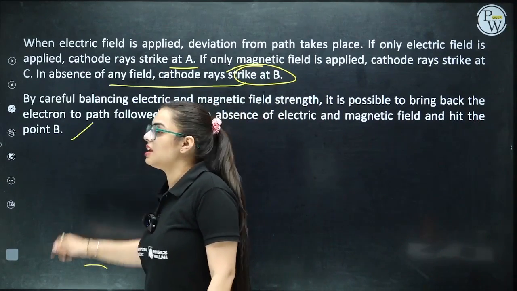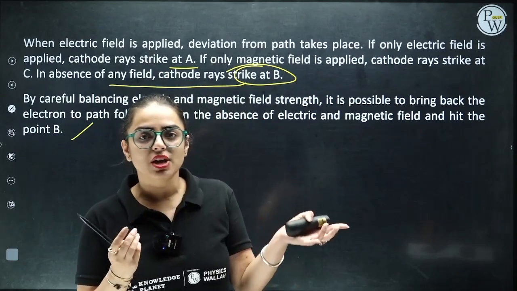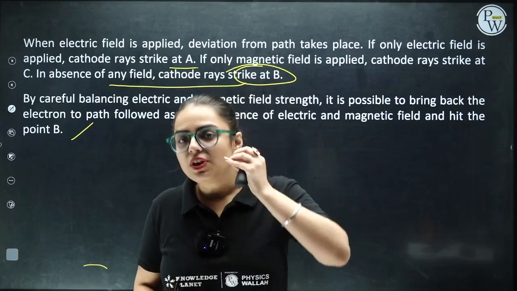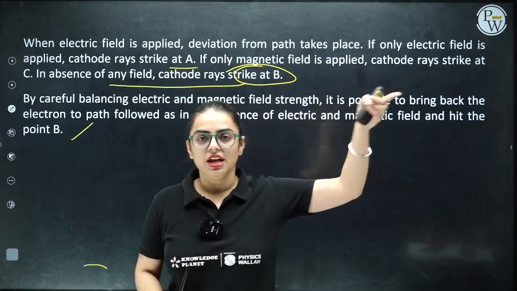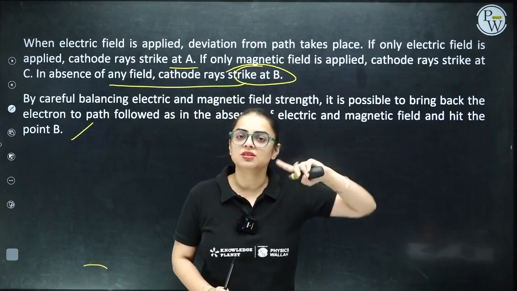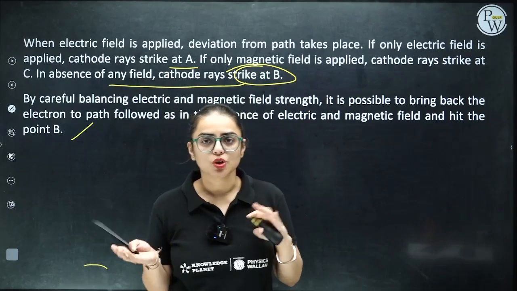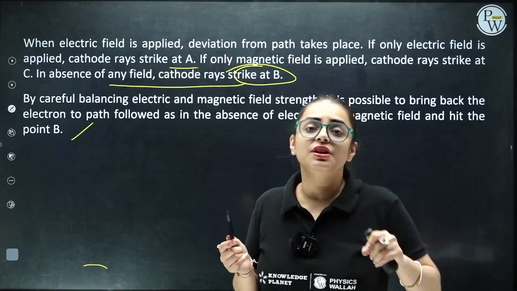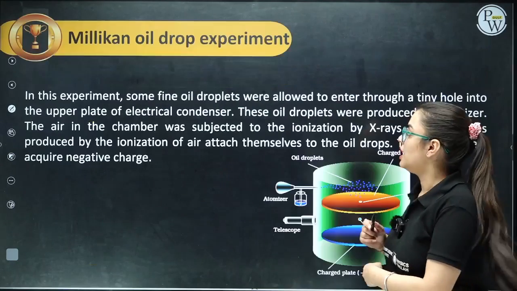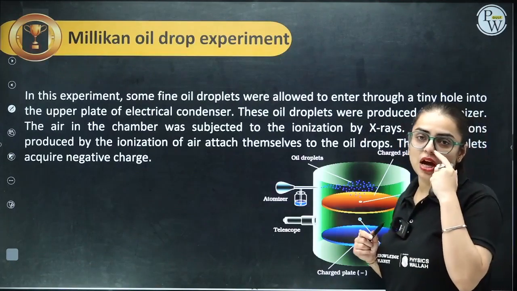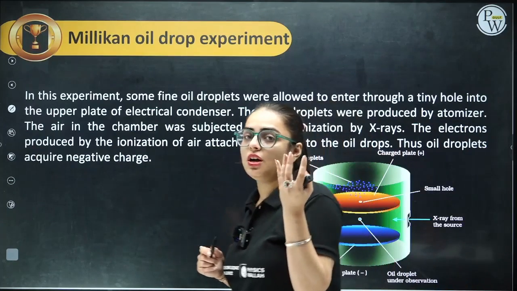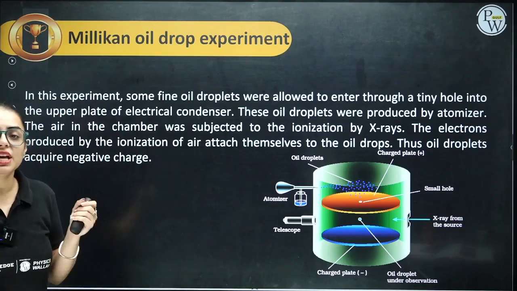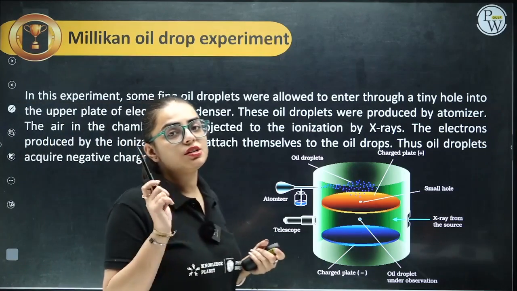So they are basically saying either they are equal in number, then it will strike B, or if there is no field applied, then also it will go at B. If electric field is applied, it will go at A. If magnetic field is applied, it will strike at C. So by doing so, charge by mass ratio was calculated, which remains the same for different electrons for different gases. Okay, now students, with the help of charge by mass ratio, the electron mass was calculated. Now coming to Millikan oil drop experiment, with the help of this experiment, we calculated the charge on an electron.